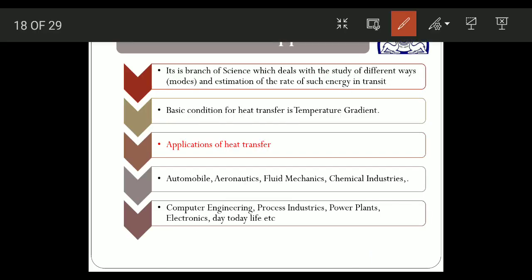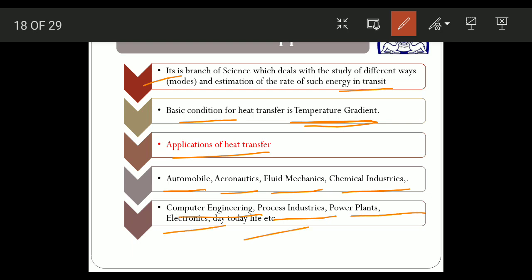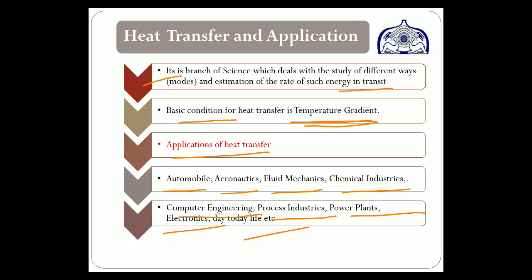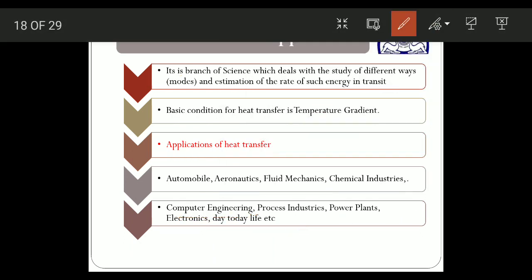Now let us discuss what heat transfer is. It is the branch of science which deals with the study of the different ways or modes, and the estimation of the rate, of such energy in transit. The basic condition for heat transfer is a temperature gradient. Unless there is a temperature gradient, heat cannot be transferred from one body to another body, or from one part to another part of the same body. We have already seen applications in the automobile sector, aeronautics, fluid mechanics, chemical industries, computer engineering, process industries, power plants, electronics, and day-to-day life. There are many more applications of the heat transfer subject.